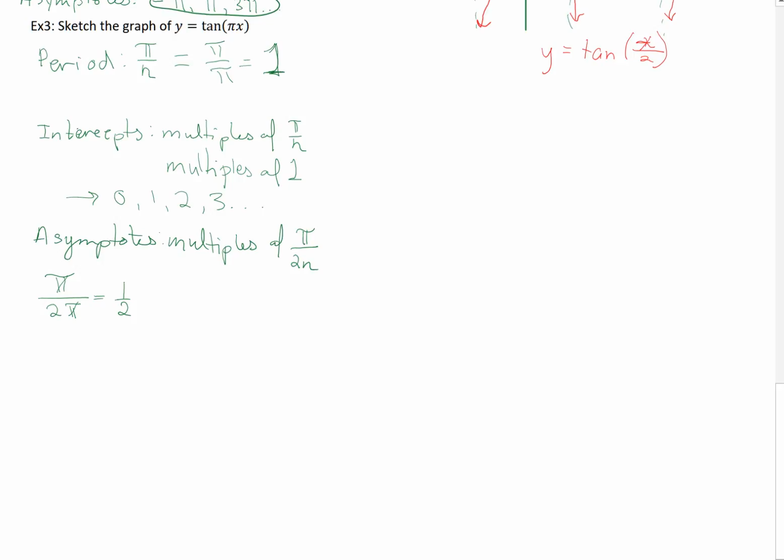Okay, so that's going to be at 1/2, 3/2, 5/2, and so forth. So sorry, these are the odd multiples of pi on 2n. Okay, so not at the integer values, but at the half values in between. So now we can put this on our graph.